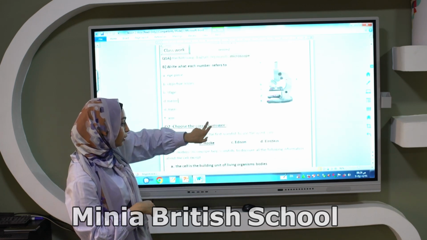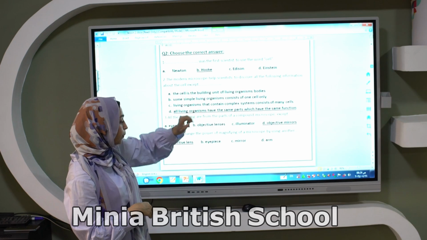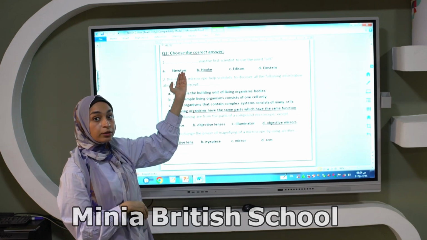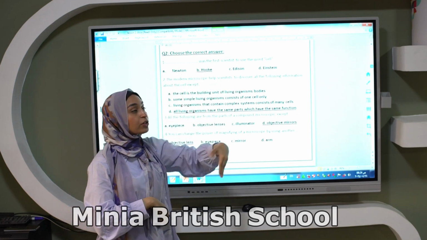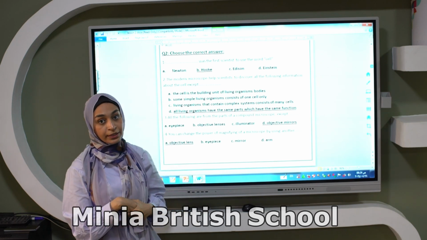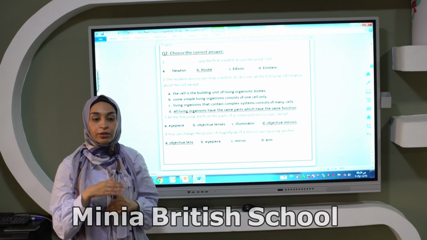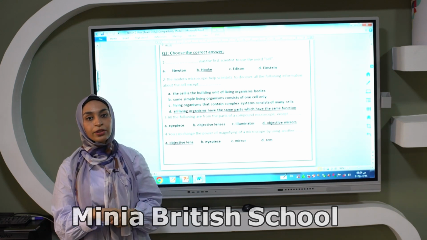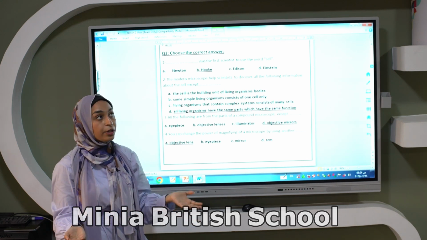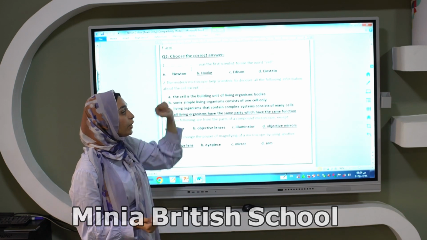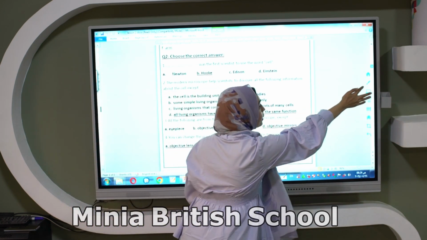That's for question 1. Let's see another type of question. Choose the correct answer. Number 1, who was the scientist who used the word cell, or who named the tiny particles by the cell? Excellent, of course, Robert Hooke. There is no Robert here, so I will choose the Hooke. Okay, this is number 1.